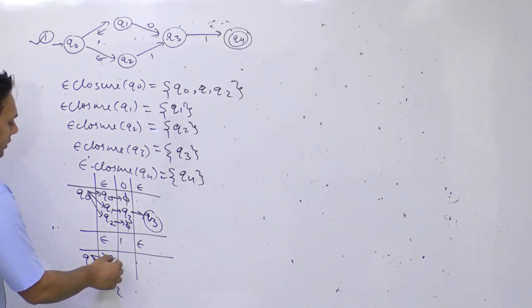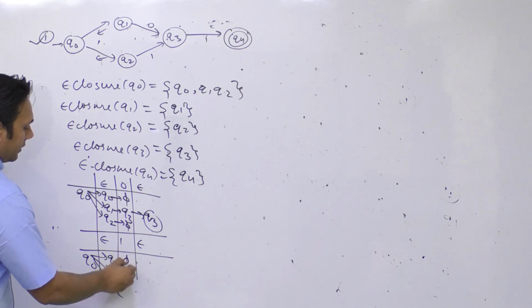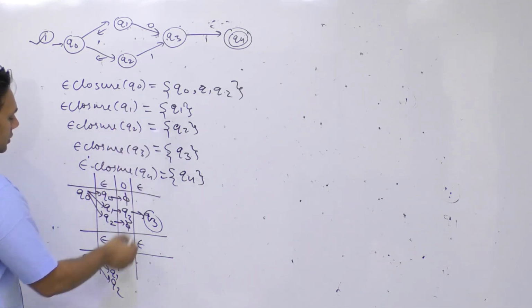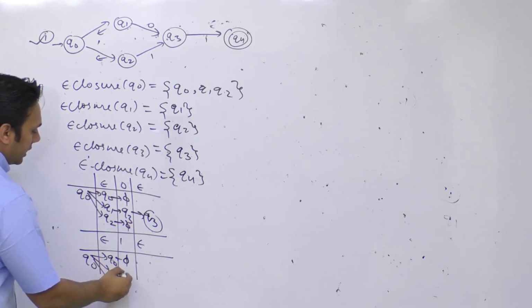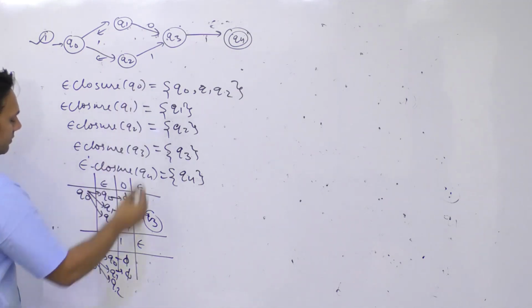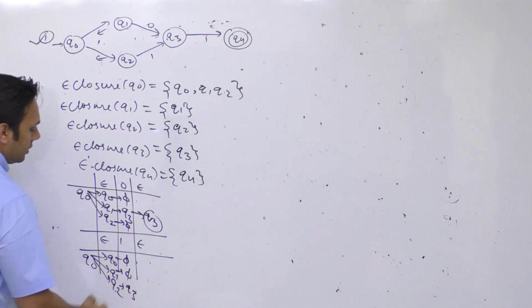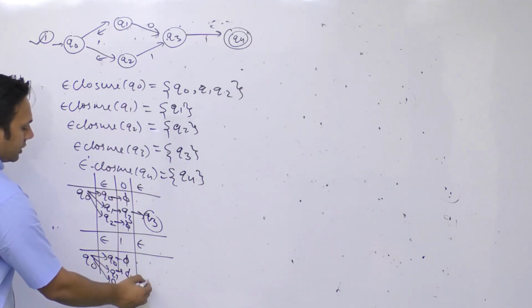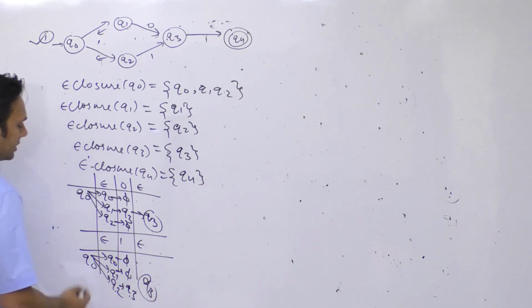In the same way, for Q0 if you give a symbol 1 you are not going anywhere. For Q1 if you give a symbol 1 you are not going anywhere. For Q2 if you give a symbol 1 you are going to Q3. Again the epsilon closure of Q3 is Q3 only. That means if we give a symbol 1 to Q0, we will reach Q3. Is it clear to all of you? Any doubts till now?